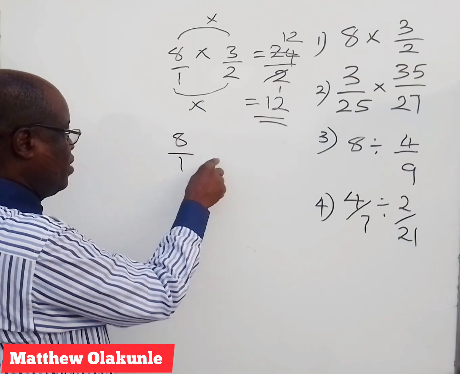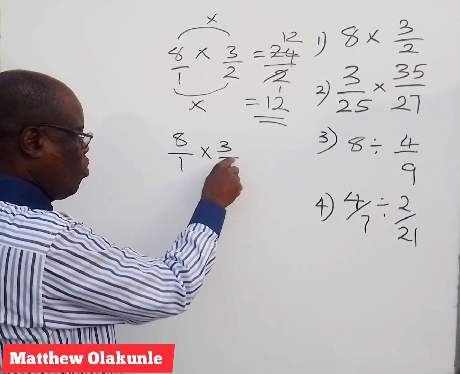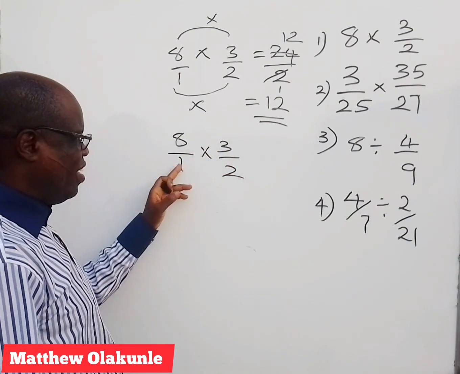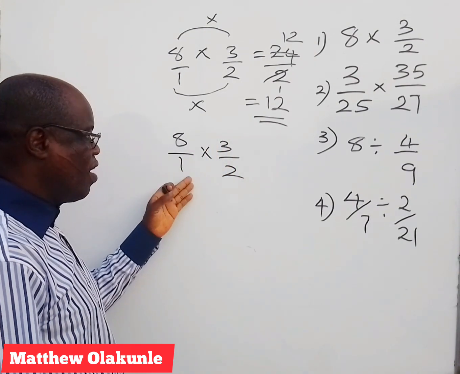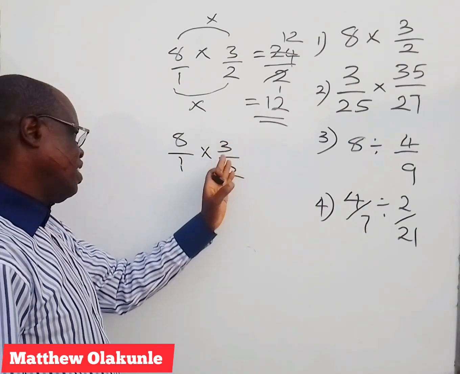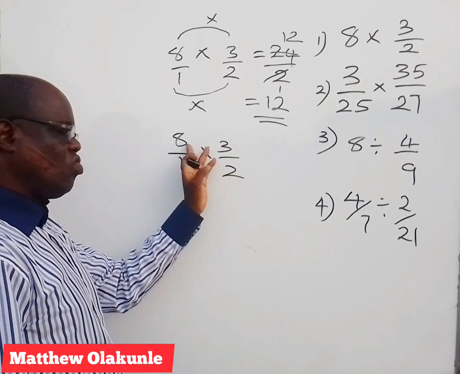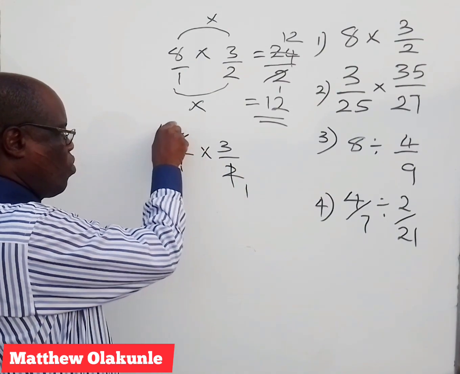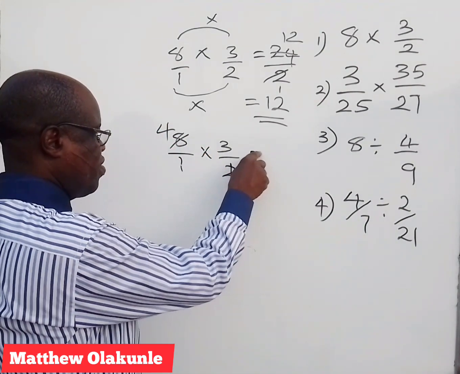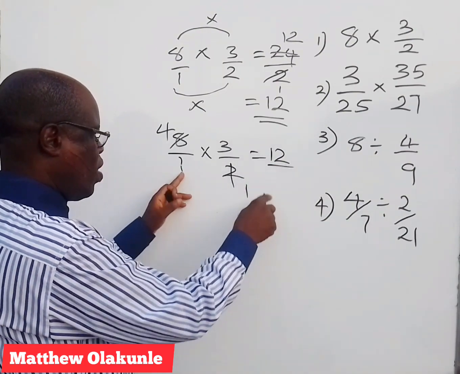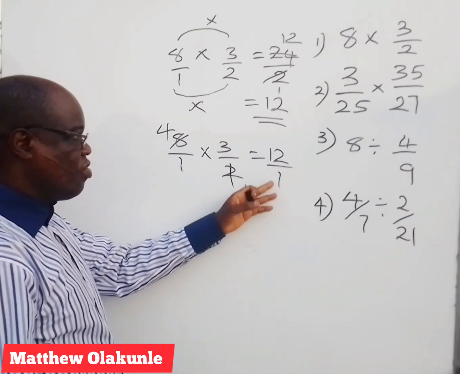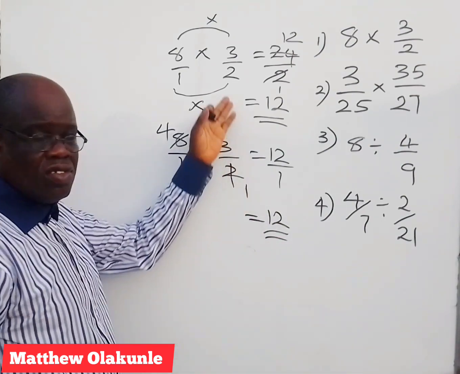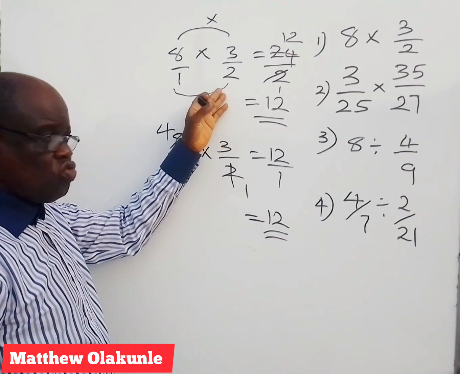Or you can decide to do it this way. 8 over 1 multiplied by 3 over 2. You look at it diagonally. Is there any number that goes here? Here we have 1, so you leave this one. Look at this 2 and 8. How many times does 2 go here? 1. Here 4. So 4 times 3 is equal to 12 over 1. 1 times 1 is 1. So 12 over 1 is equal to 12. So you can use any of the two methods.